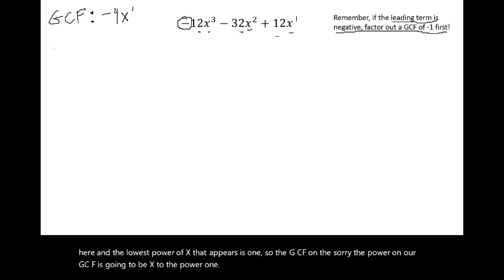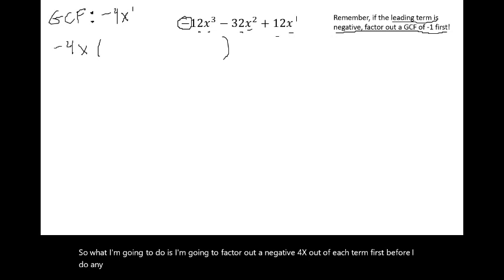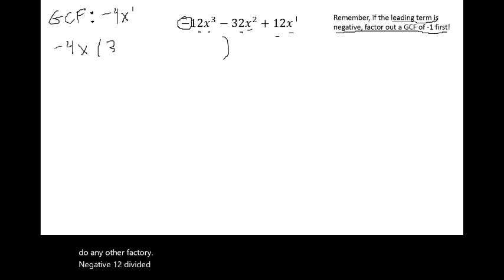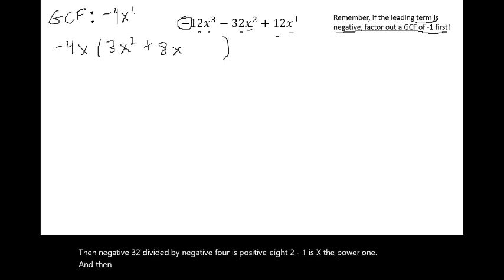So what I'm going to do is factor out a negative 4x out of each term first before I do any other factoring. So negative 12 divided by negative 4 is positive 3. 3 minus 1 is x to the power 2. Then negative 32 divided by negative 4 is positive 8. 2 minus 1 is x to the power 1. And then positive 12 divided by negative 4 is going to give us negative 3. X to the power of 0 cancels out.